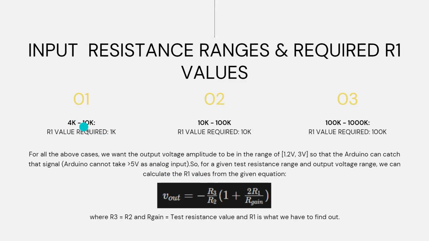Now these are the ranges: 4K to 10K, 10K to 100K, and 100K to 1000K. We have to accordingly change the resistance R1 I mentioned earlier. So we change it and we'll measure the circuit.